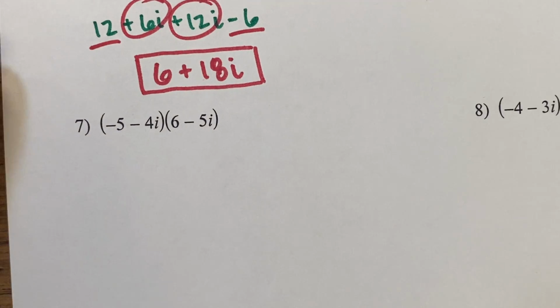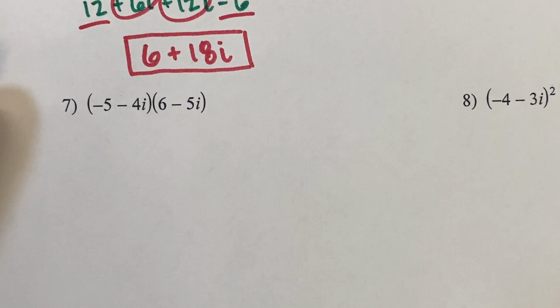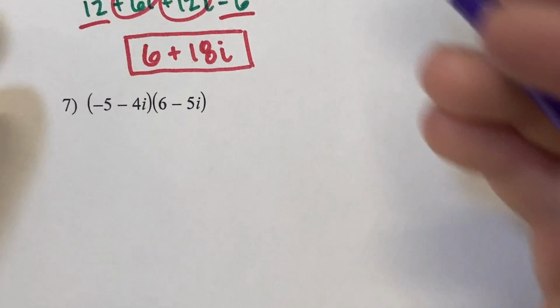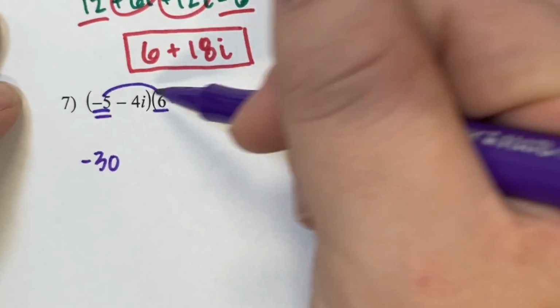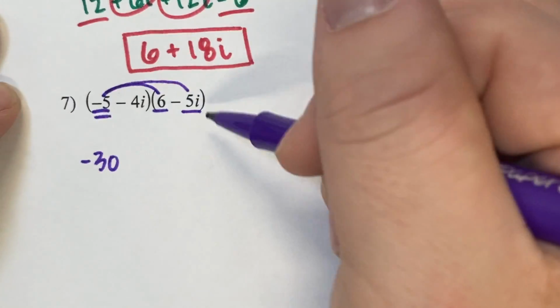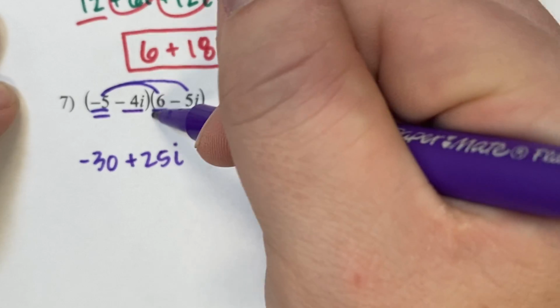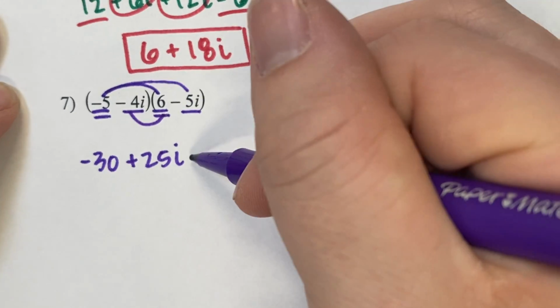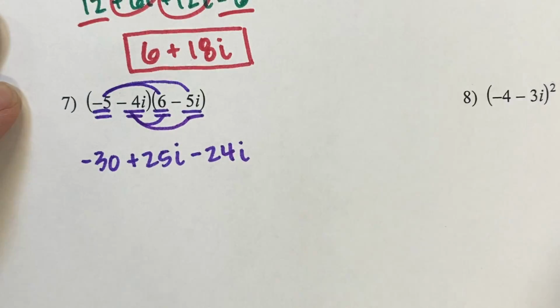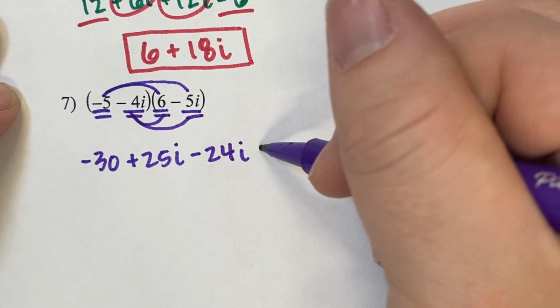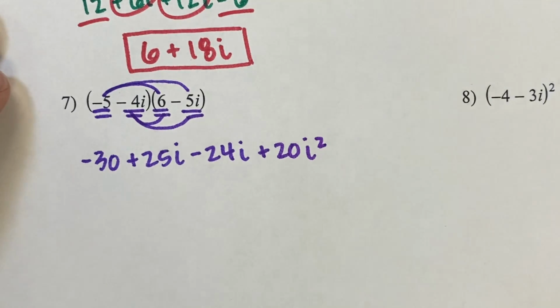Okay, last two examples. Okay, so again, this one is like multiplying our binomials. So I'm going to do the FOIL method. 5 times negative 6, my first terms, or negative 5 times 6 is negative 30. Outside, negative 5 times negative 5i, negative times a negative, positive 25i. Inside, negative 4i times 6, negative 24i. And then my last, negative 4i times negative 5i, positive 20i squared.